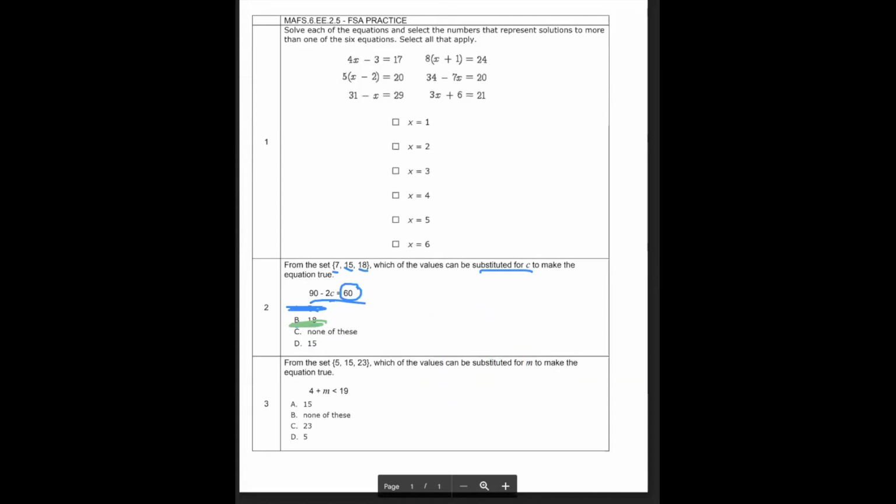I don't like when they put none of these just because it makes us do all that work for nothing. But hopefully 15 is the answer.